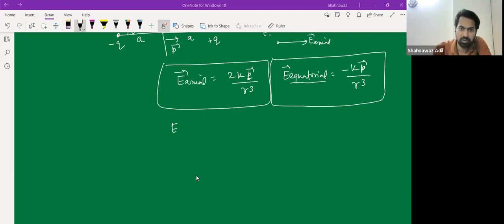Yeah, so the magnitude of E axial is how much? This is 2kp by R cube. And the magnitude of E equatorial is how much? This is kp by R cube, right? So we see that when we divide E axial by E equatorial, that would come out to be how much?